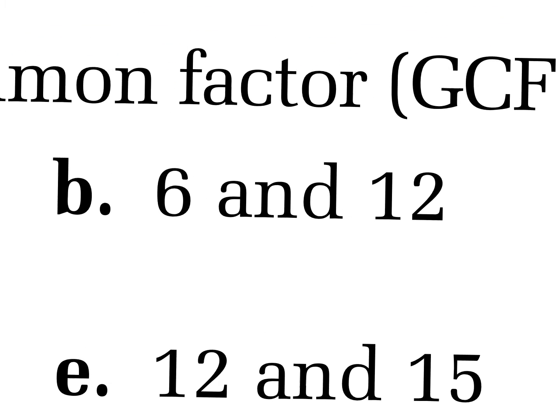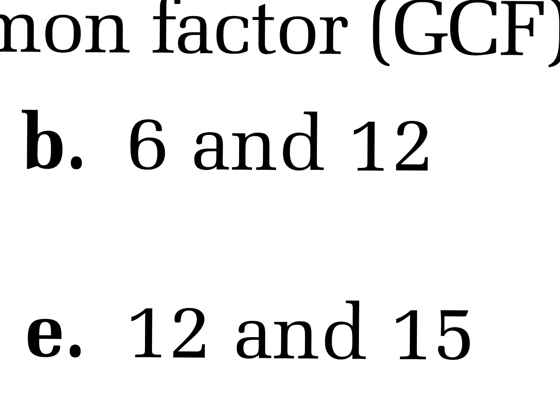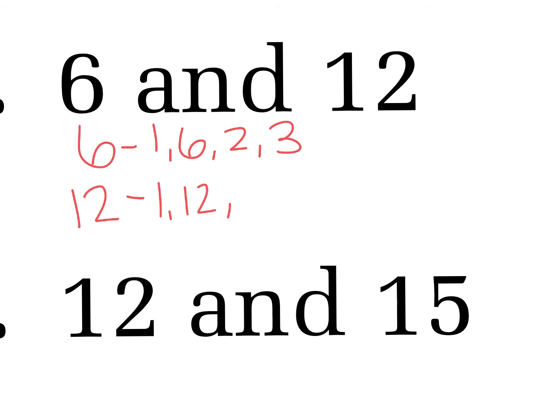Okay, let's go to 6 and 12. So we have 6 and 12. I'm going to list the factors. We just did 6, so it's 1, 6, 2, and 3. Factors of 12 would be 1 and 12. I can multiply 2 and 6, and then I can multiply 3 and 4. And that's my factors for 12.